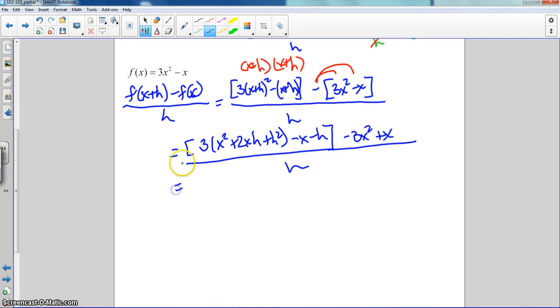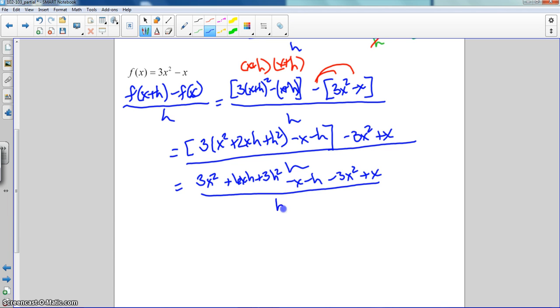Okay, so at this point, I think I can drop the brackets and do some more algebra. So distribute the 3. This one ends up being a little bit more algebra than our previous example. So 3x squared plus 6xh plus 3h squared minus x minus h minus 3x squared plus x all over h.